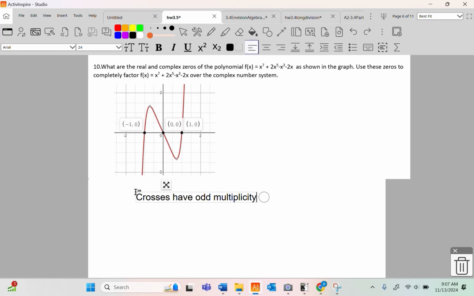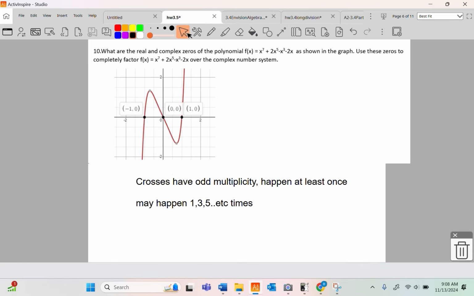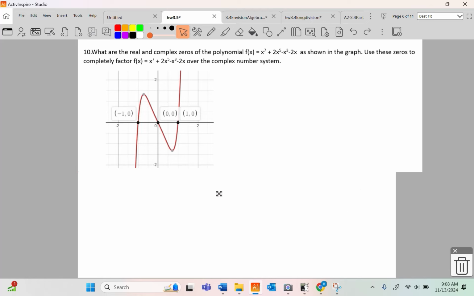What we have here is a whole bunch of touches and a whole bunch of crosses. So your crosses have odd multiplicity. That means they happen at least once, but they may happen 1, 3, 5, etc. times. But they will happen an odd number of times. And the question is, how many times do they actually happen? That's the real question. And also the question is, are there imaginary answers to this thing? That's the other big question. So let's see what we got. We got a couple of zeros here.